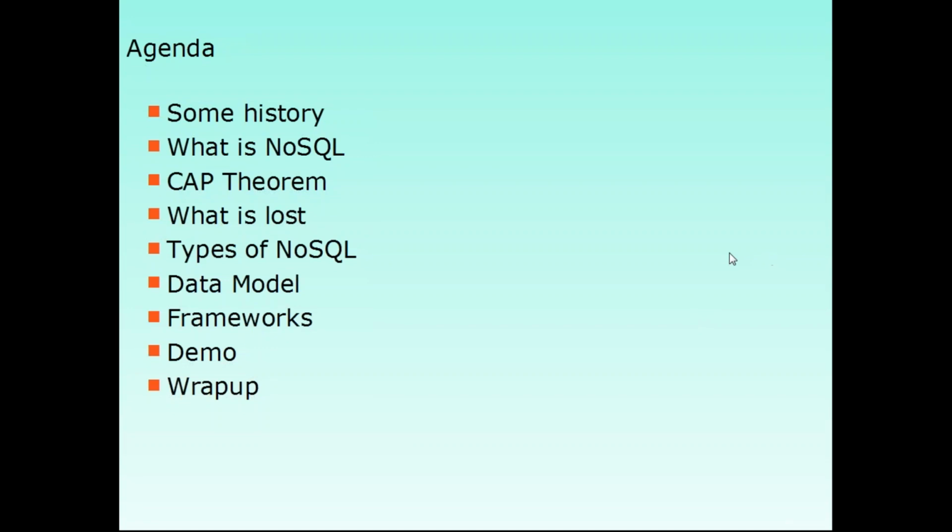The agenda for today is a brief history about the databases and how the NoSQL databases evolved. What is NoSQL? What is the CAP theorem? What are the pros and cons because of this? And what are the different types of NoSQL databases we have? How does a data model look in an RDBMS system and a NoSQL system? What are all the frameworks that are available? A simple demo and then a few questions, and it's a wrap-up session.